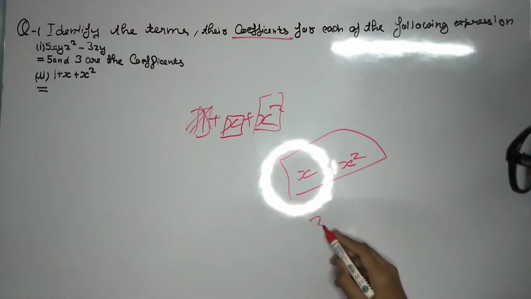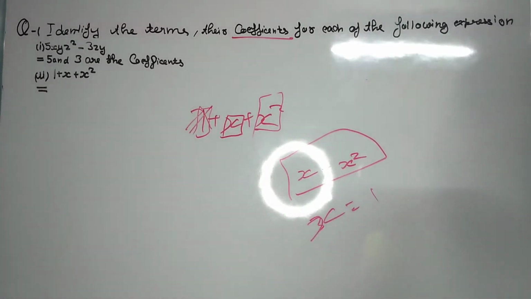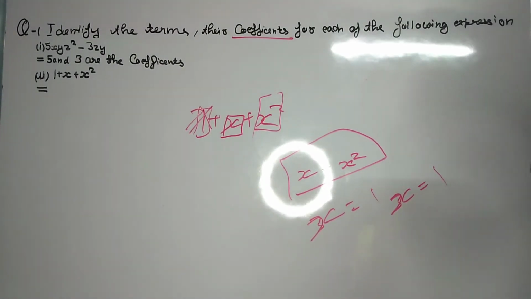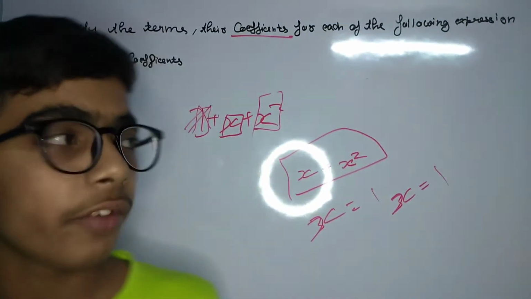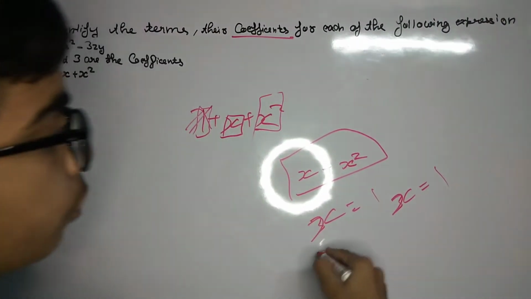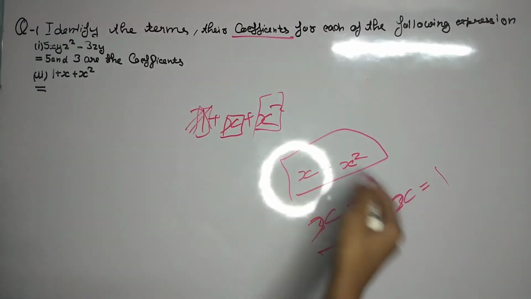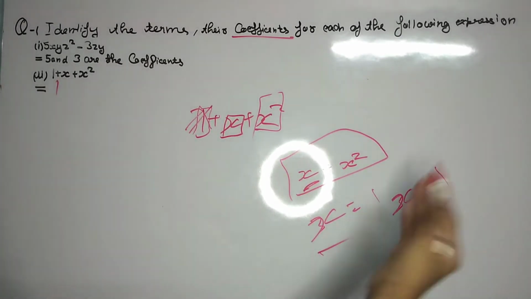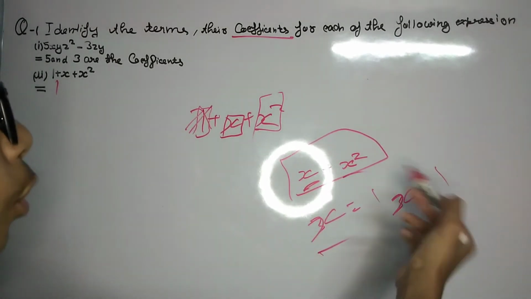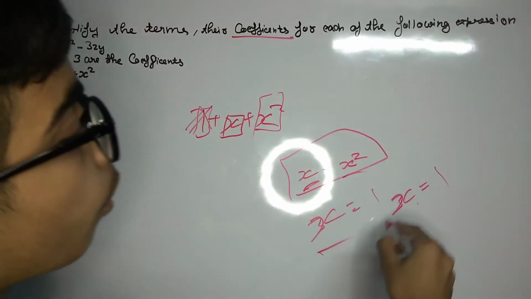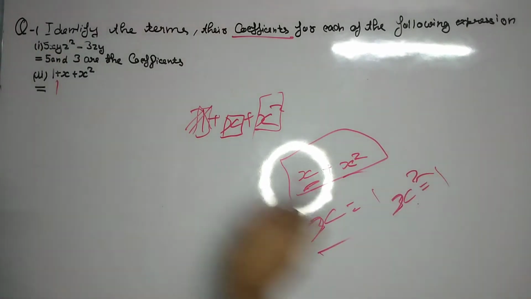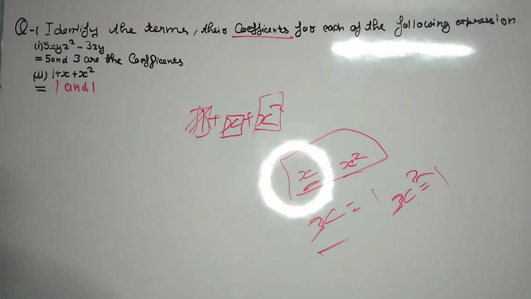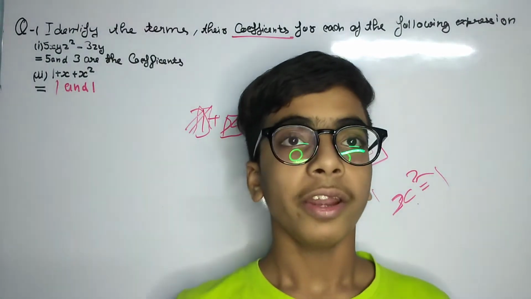So the coefficient for x is 1 because x represents the value of 1. So x is representing the value of 1, so the coefficient for x is 1. Then the coefficient for x square, the same concept applies on this also. So x square is equal to 1, so again 1. So that's all in this part. Now come to the next.